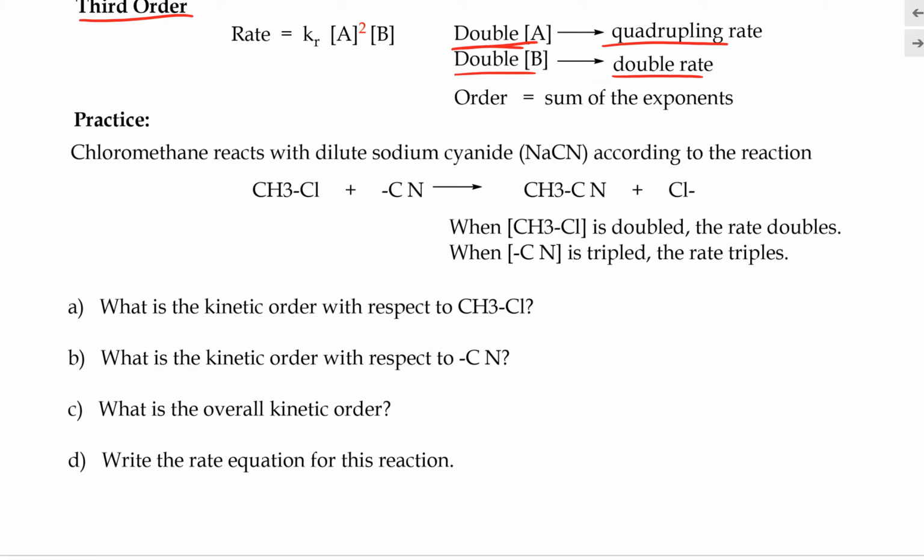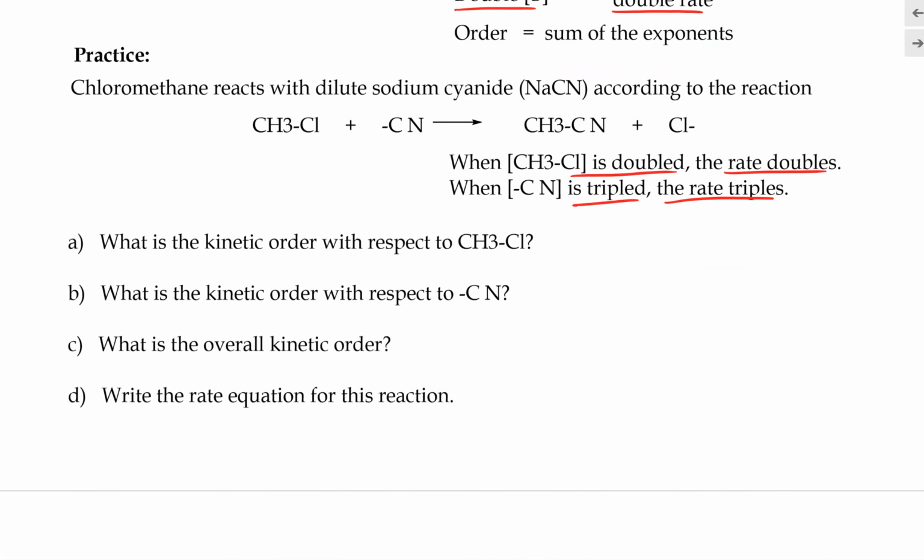Chloromethane reacts with dilute sodium cyanide according to this reaction below. And as we perform this reaction, we observe the following. When we double the concentration of chloromethane, the rate of the reaction doubles. And when the concentration of cyanide is tripled, the rate of the reaction also triples.